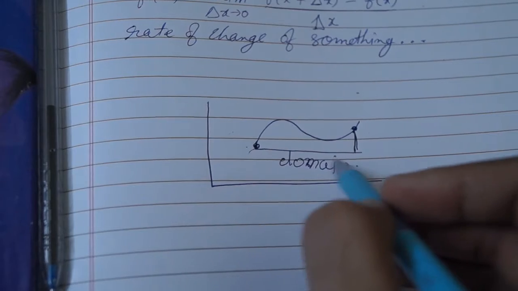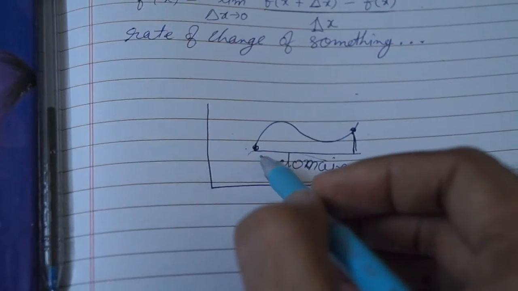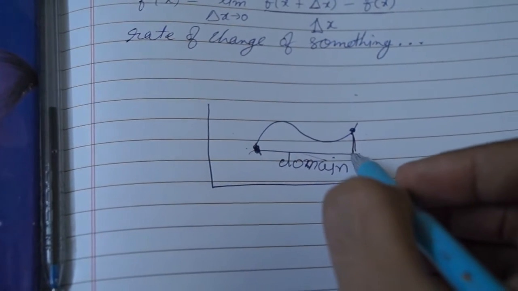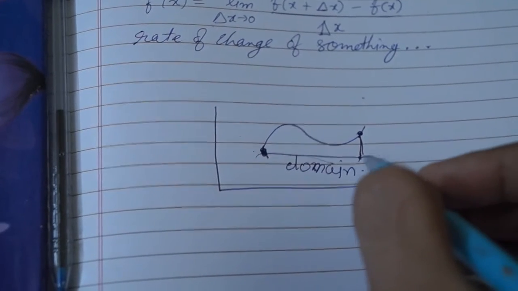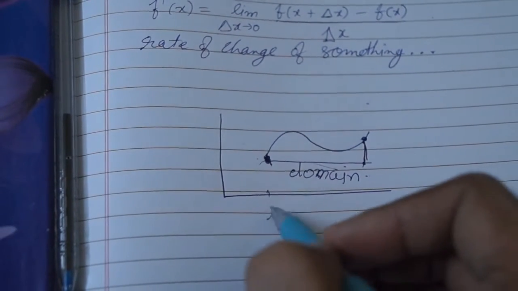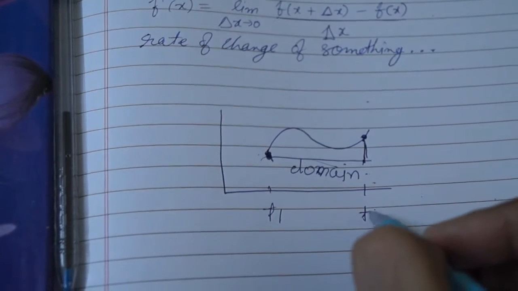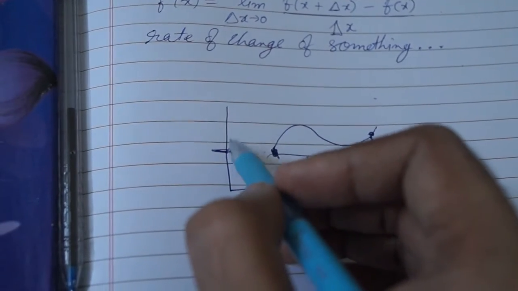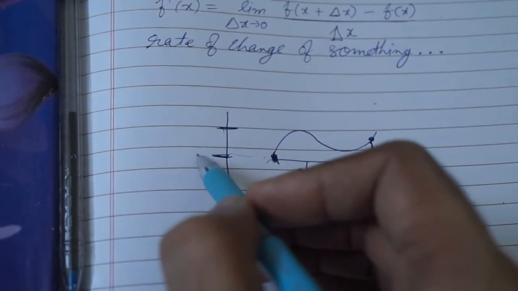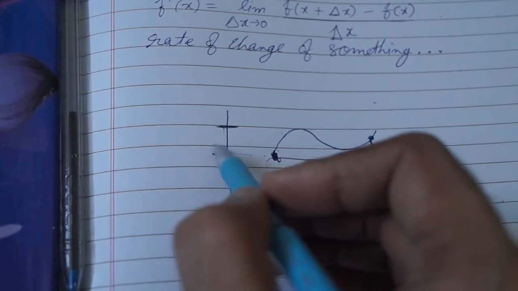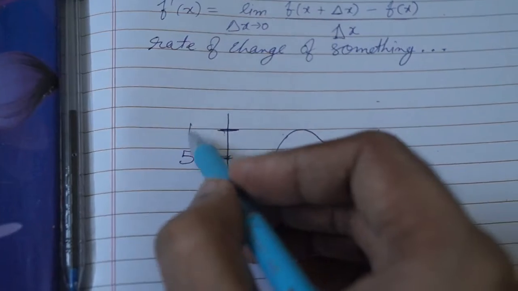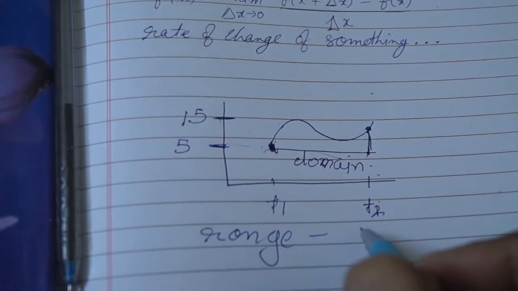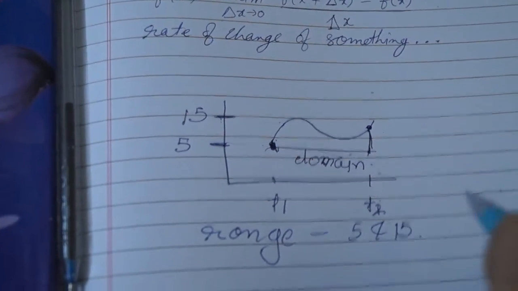If you take an example, suppose this is time, so its time will be something like 0 plus t to some change. If this is t1, its domain will be t from t1 to t2, and its range is from this point to this point, the values it obtains. Suppose this is 5 and this is 15, so its range will be between 5 and 15.